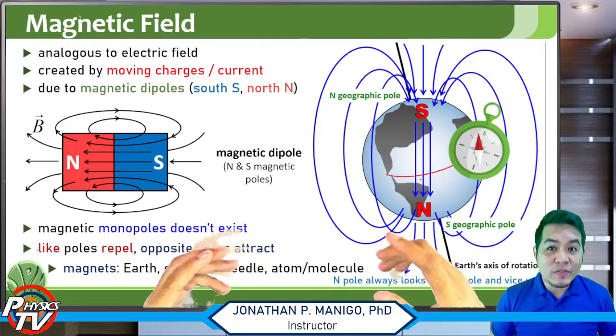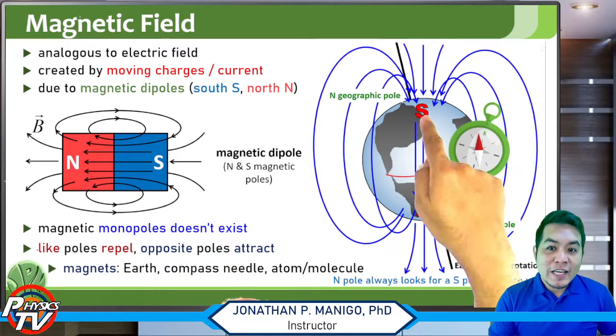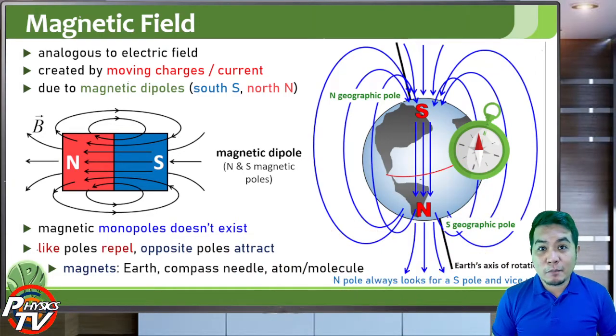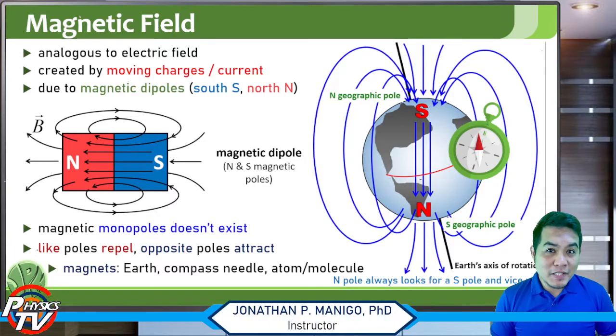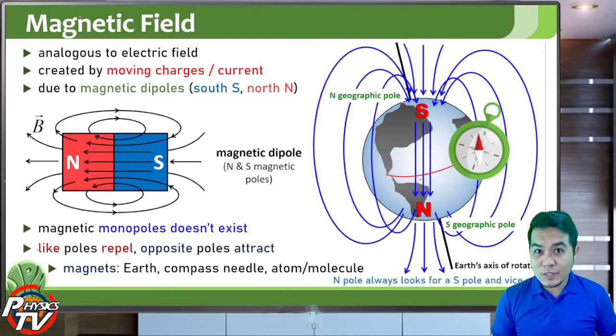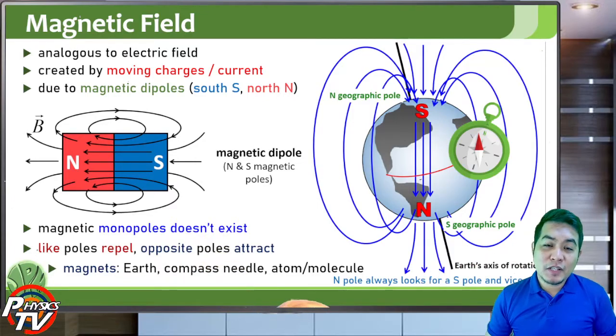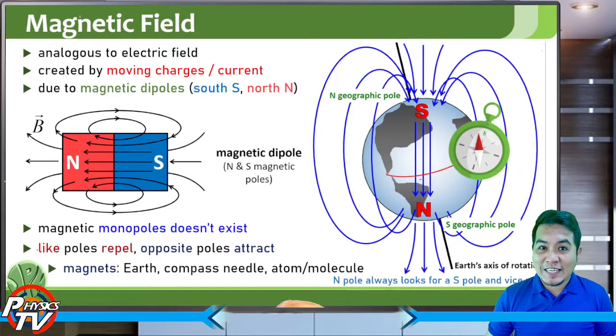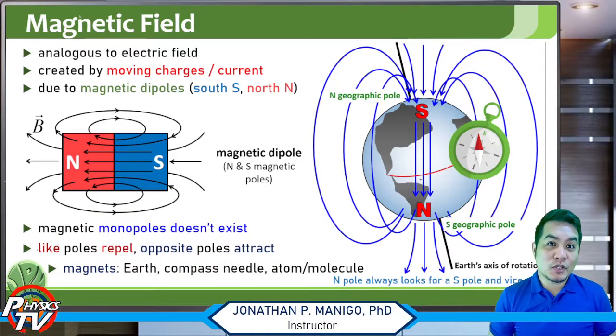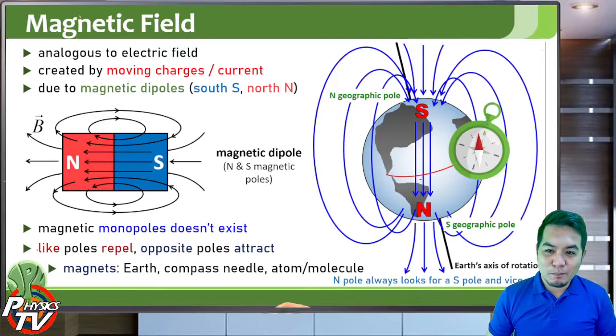It just so happened that the south magnetic pole of Earth is very close to the north geographic pole of the Earth. So a compass needle actually points to the south magnetic pole of the Earth, which just so happens to be very close to the north geographic pole. Please don't confuse yourselves with the geographic poles and the magnetic poles.